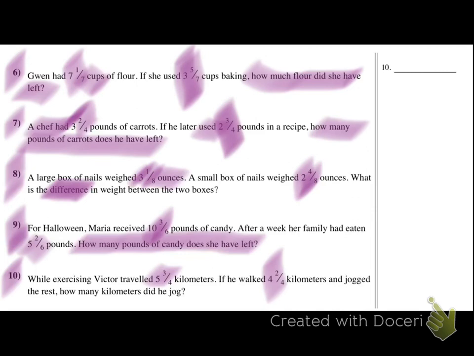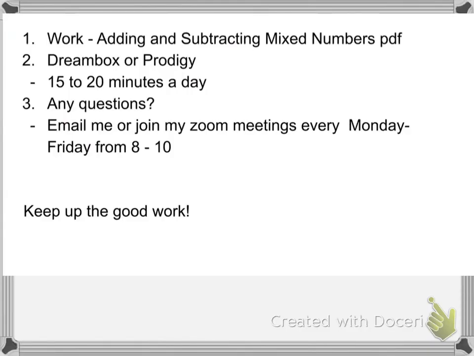Okay, for this last one, I'm going to help you out here. Okay, he traveled a total of 5 3/4 kilometers. He walked 4 2/4. The rest of it, he ran. How much did he run? Super easy. You're going to subtract 5 3/4 minus 4 2/4. The last thing here is our work is going to be adding and subtracting mixed number word problems.